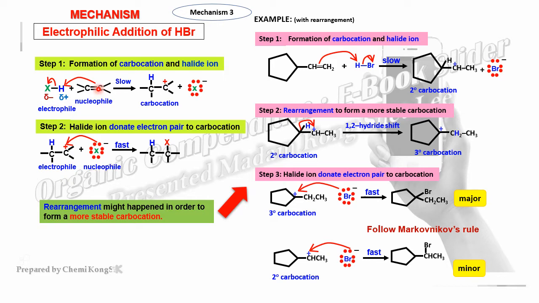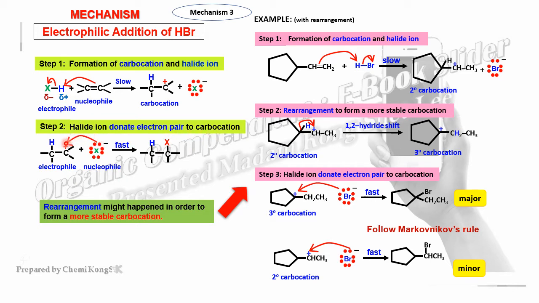So it is attacked by the pi electron of the double bond to form a carbocation. It attacks, meaning it attracts the hydrogen, forming the carbocation. Now the hydrogen is added to the double bond carbon with the greater number of hydrogen atoms. Since this one is general, never mind, we just proceed. Now step 2, formation of haloalkane. The halide ion donates an electron pair to the carbocation.